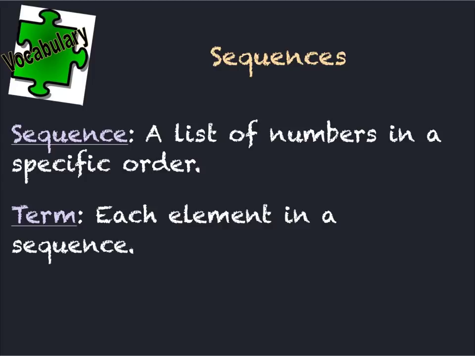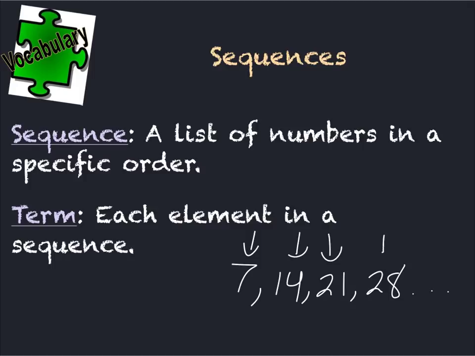Well, a sequence is just a list of numbers in a specific order. And each element in a sequence would be called a term. So, for example, let's say we have 7, 14, 21, 28, ... This would be a sequence. And each number here would be a term. Okay? This ... would mean that the sequence would in fact go on forever and ever and ever.